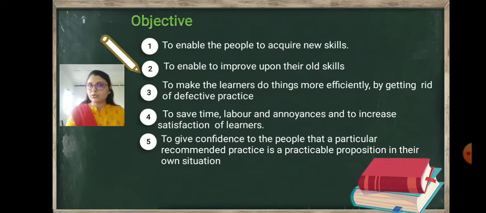The last objective is to give people confidence that a particular recommended practice is a practicable proposition in their own situation. Whatever information the extension worker gives related to improved practices will be suitable to the farmer's own situation. This gives the farmer confidence in the new practices or new skills. These are the objectives of method demonstration.